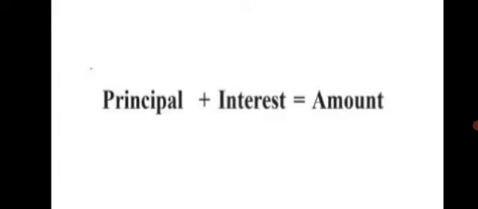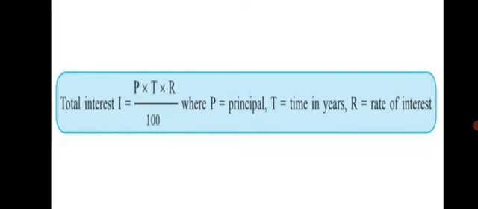Along with this, we also need to know how to find out interest. You will know the principal, that is the amount that you are going to deposit or the amount that you will take from the bank. How do you calculate interest now? Let's see. Total interest, which is written as alphabet I, is equal to P into T into R upon 100, where P is equal to principal, T is equal to time in years, R is equal to rate of interest. So here you have a formula to find the interest.